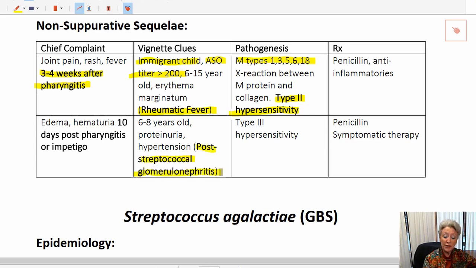Post-streptococcal glomerulonephritis is going to be about 10 days and can follow either the pharyngitis or the impetigo caused by group A strep. It's a type 3 hypersensitivity.